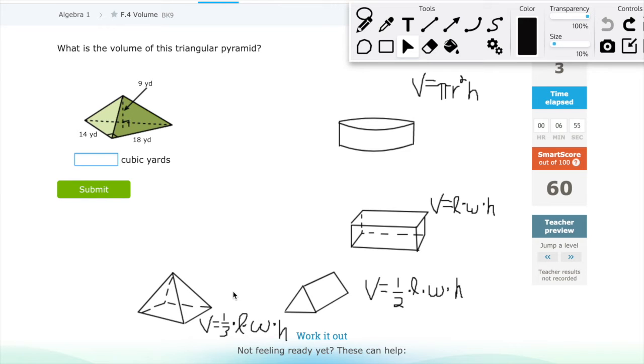So when we come up to triangular pyramid, we need to think about what's given to us again. So we got the 9, the 18, and the 14. And then from there, we got to look at all of our pictures and kind of what we can use as our formula here.